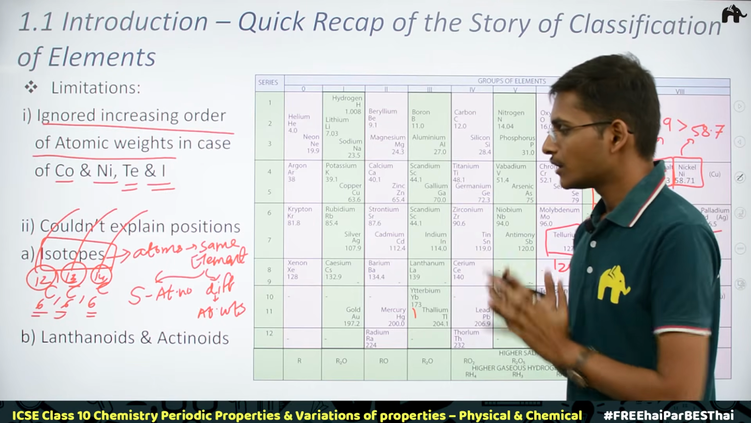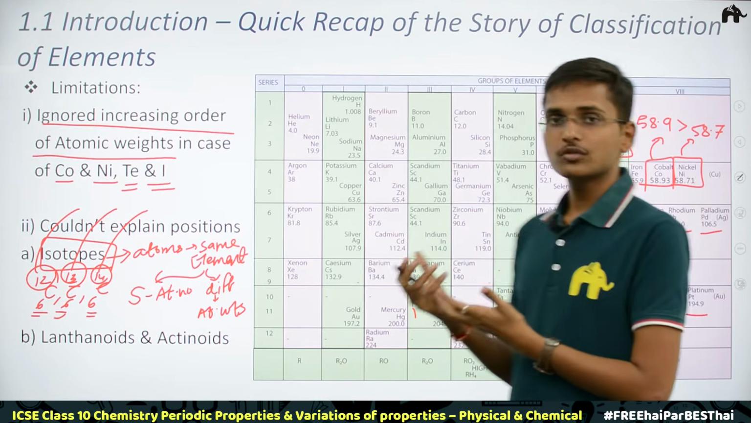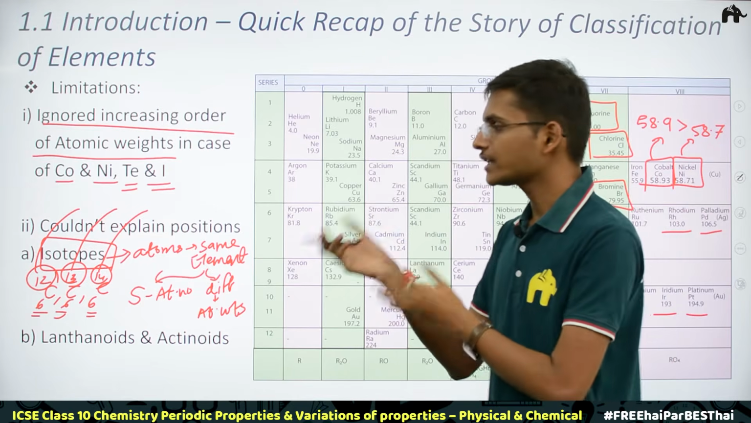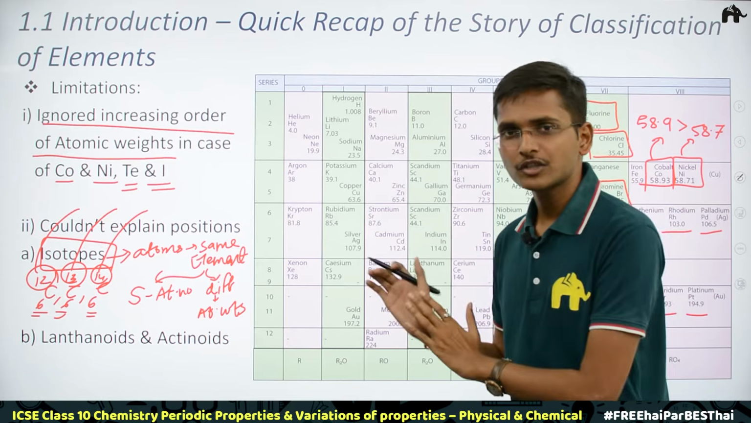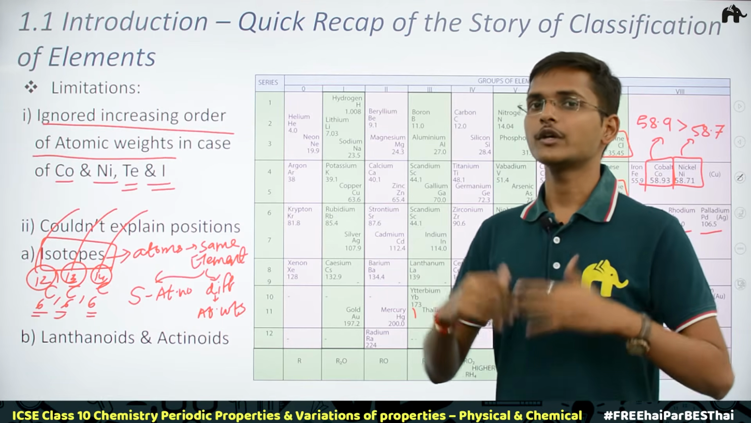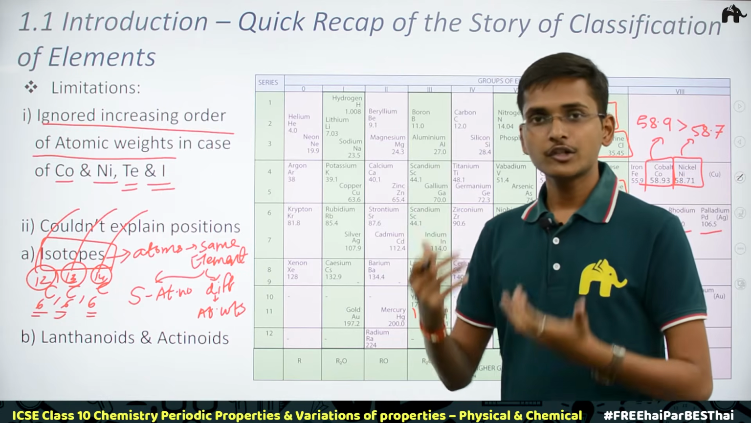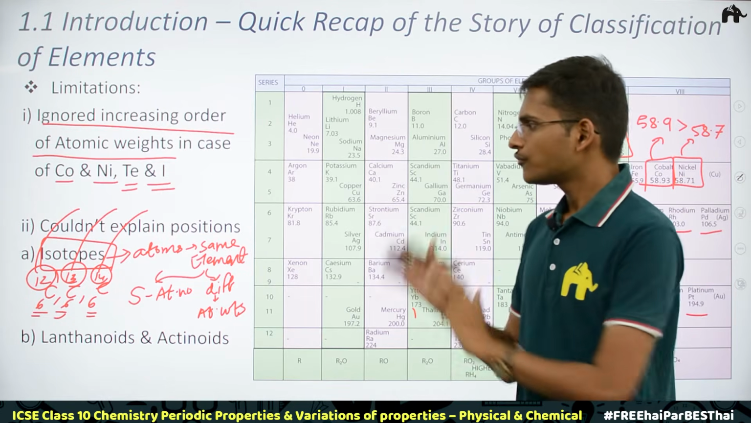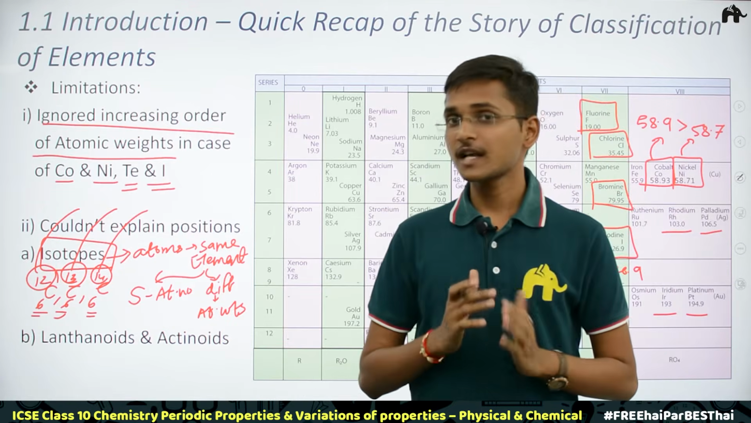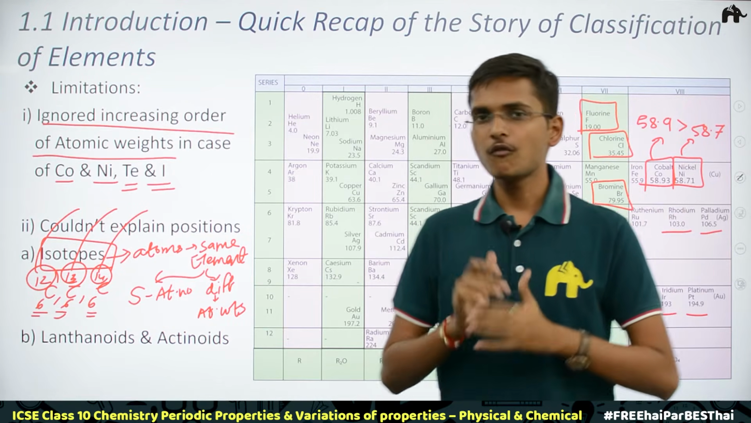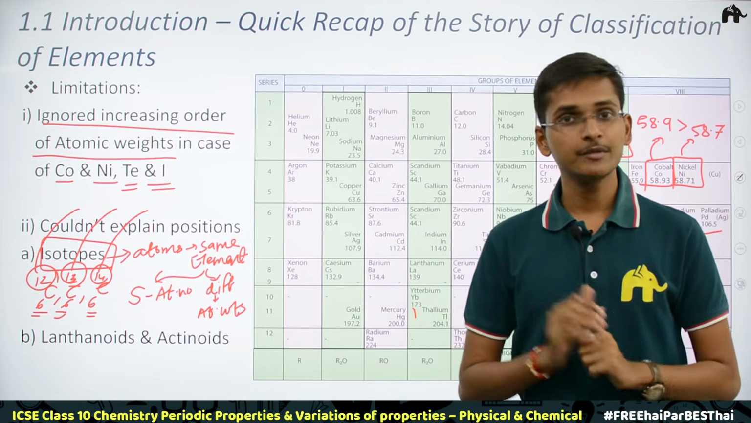Okay. Now, moving ahead, lanthanoids and actinoids. Mendeleev's periodic table also couldn't explain the positions of lanthanoids as well as actinoids. I hope you know about them, but if you don't, we are going to learn about it in detail in the next slides, when we study the modern periodic table in detail. So for now, I hope you have understood all the limitations. Now, a question arises in your mind: what to do to solve the limitations of Mendeleev's periodic table?